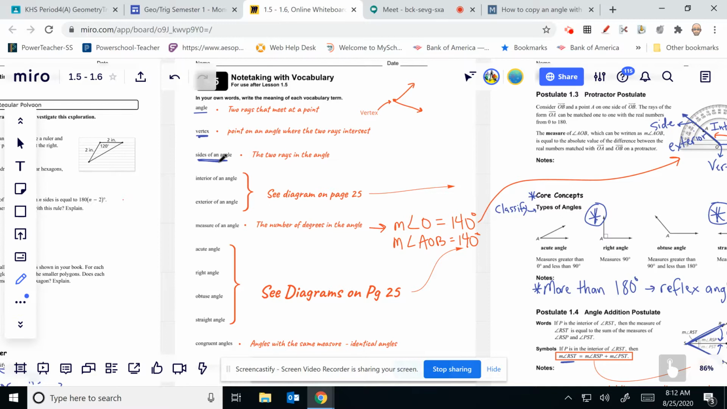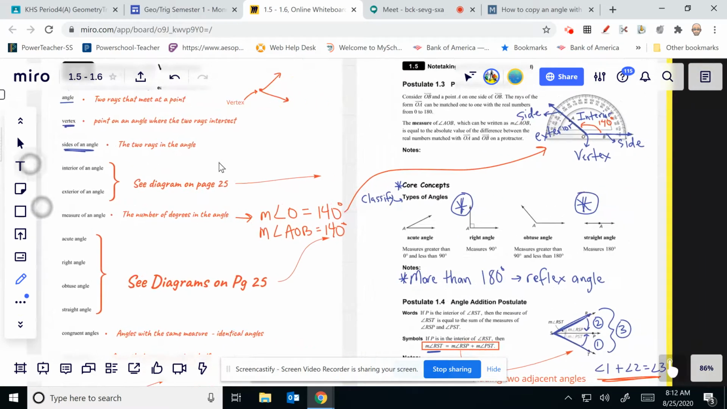Interior and exterior, the best way to just show you that is to show you the picture on the next page, the picture where the protractor is. You can see when you're measuring an angle, in this case the angle was 140 degrees, because again it started on the right side, so we used the inside numbers. The interior of that is where the 140 degrees is. It's between the two sides. The exterior of that is on the outside of the angle, the side that's not getting measured. And then the vertex is, of course, the center point. O is our vertex. And the sides are the two rays.